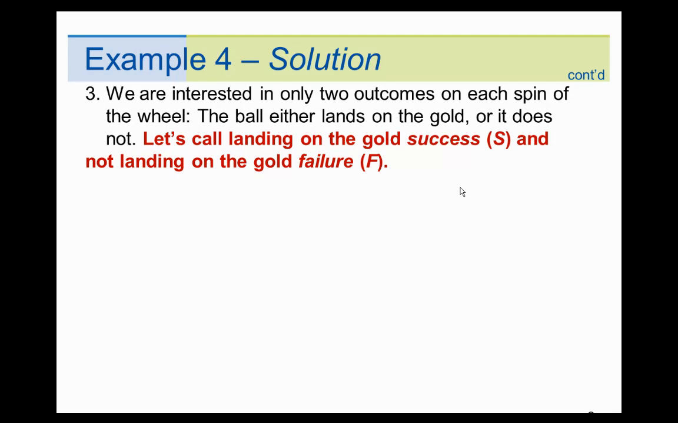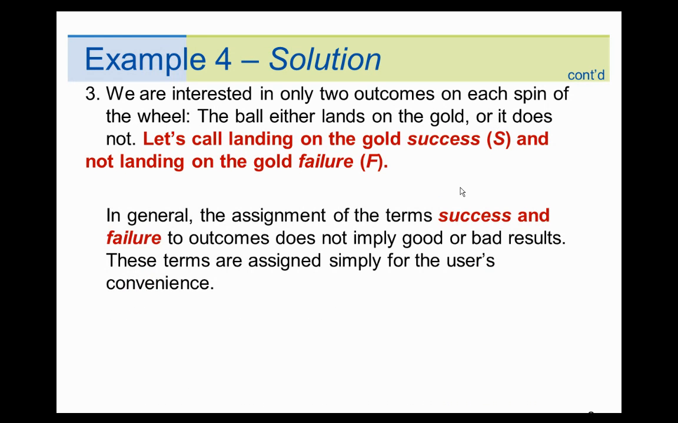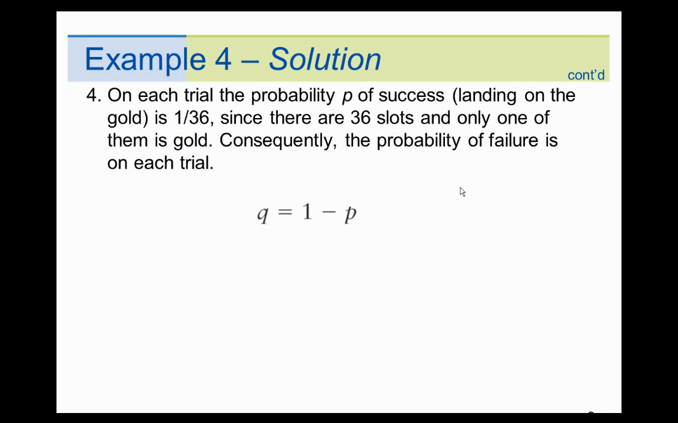Remember, success and failure are pretty much arbitrary. If you're looking for the probability that someone gets the coronavirus, well, I wouldn't consider getting the virus a success. So it's an arbitrary thing. Success doesn't always mean a good thing. Here again, success and failure as outcomes does not imply good or bad. These terms are assigned simply for convenience.